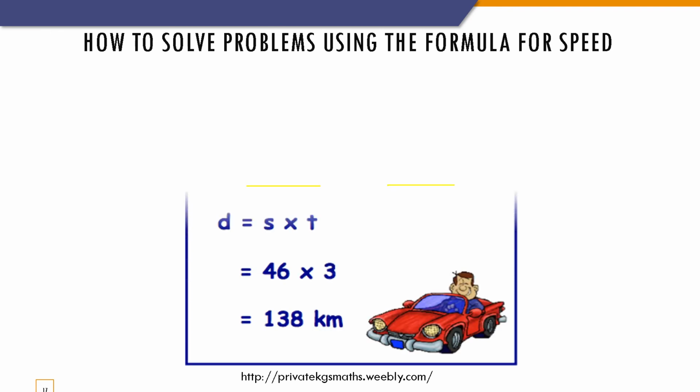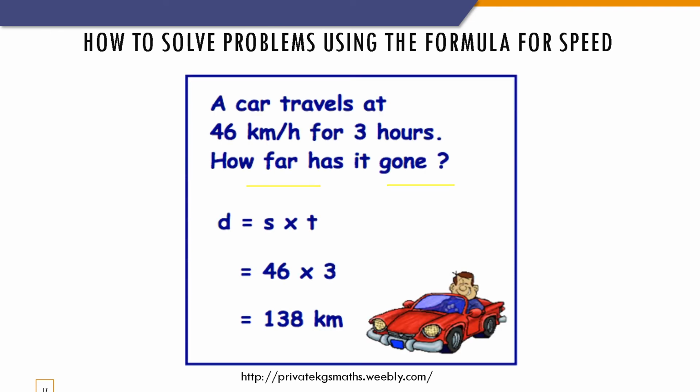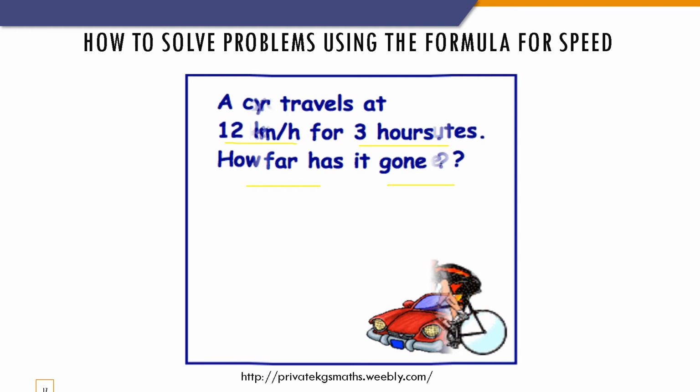Next natin, ito. A car travels at 46 kilometers per hour for 3 hours. Ang atin pong hinahanap naman dito is yung distance. Pwede natin gamitin yung kaninang triangle natin. We just have to identify dun sa ating problem what is the speed and the time. Yung speed po natin is 46 kilometers per hour and ang ating time is 3 hours. So, 46 times 3, that is 138 kilometers. So, that is our distance.